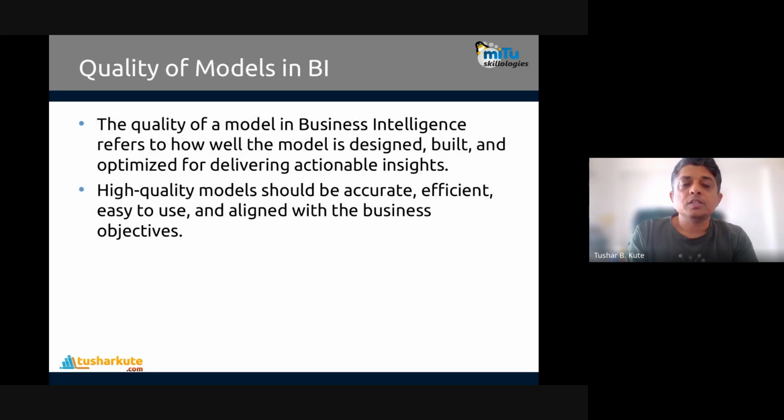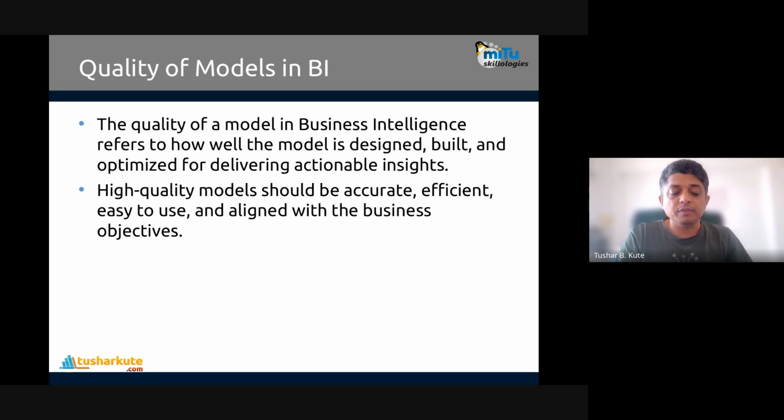Now, what is the quality of a model? The term data quality is referred to very commonly. What does quality basically mean, and how do I interpret quality step by step? The quality of a model in business intelligence refers to how well the model is designed, built, and optimized for delivering actionable insights.